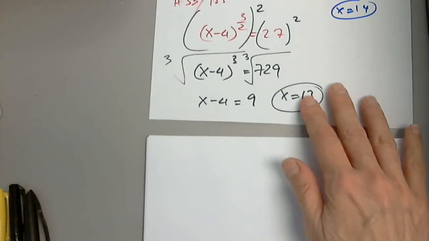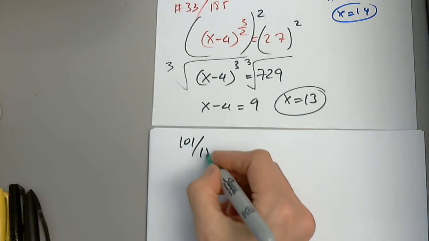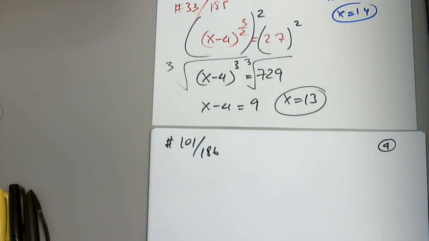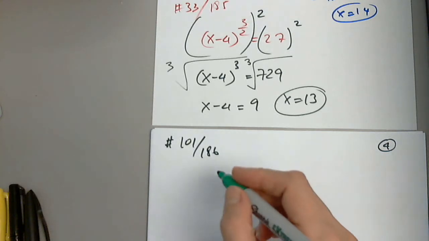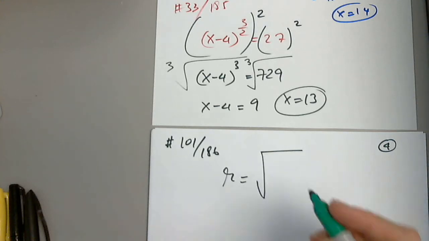Awesome. Yes? Homework. Yes? On the homework, 101 on page 186. Yes? So you said was 101. Yes. Okay, solve for v. Awesome. So we have r equals the square root of 3v over pi h.